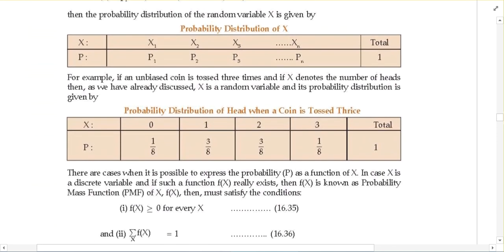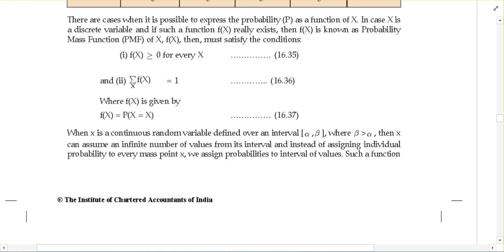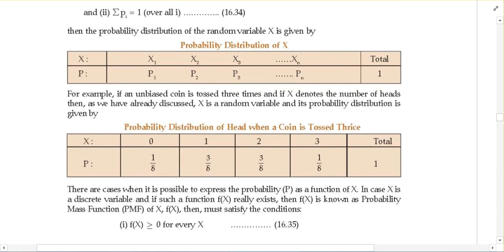This is the notion of a probability distribution, x and p. This is the probability distribution of head when coin is tossed thrice. When coin is tossed thrice, head can come 0 times or once or twice or thrice. So number of heads can be 0 or 1 or 2 or 3. The probability of TTT is only one time out of 8 options, so 1 by 8. This one can occur thrice, this one can occur thrice, and all three heads, HHH, is also 1 by 8.